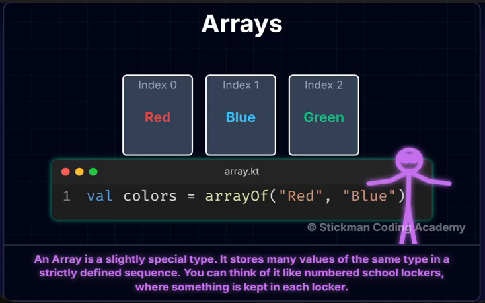An array is a slightly special type. It stores many values of the same type in a strictly defined sequence. You can think of it like numbered school lockers, and something is kept in each locker.